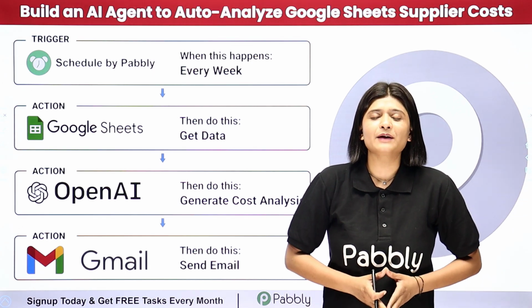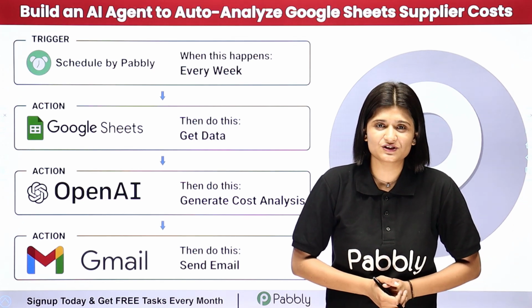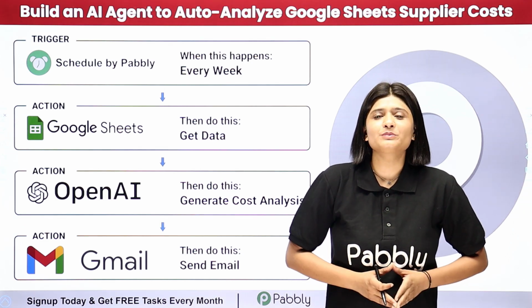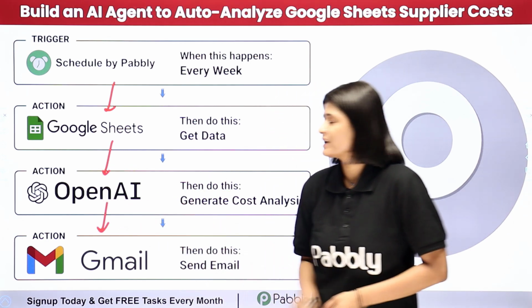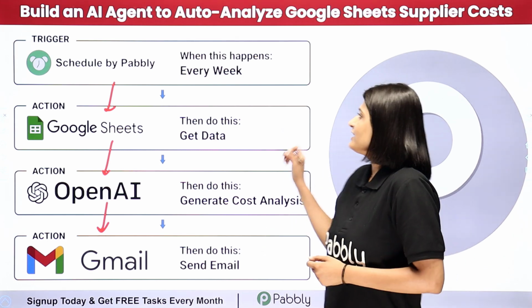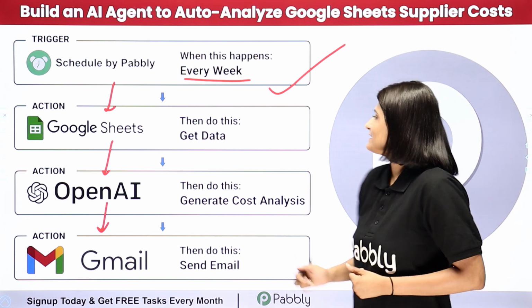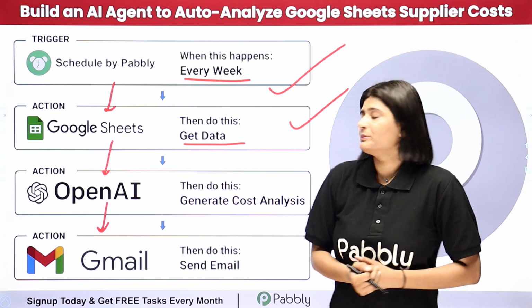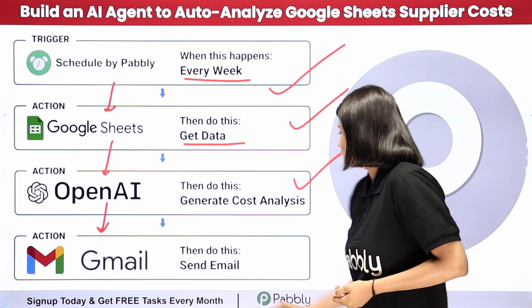And to do this automation, I'm going to use Pabbly Connect. Pabbly Connect is an amazing automation and integration software which requires no coding or programming skills. Here I just need to build a connection between Schedule by Pabbly, Google Sheets, OpenAI and Gmail. With the help of Pabbly Connect, I am going to build this connection in such a way that whenever I schedule this workflow on a weekly basis, the data will be automatically received from my Google Sheets in my Pabbly Connect workflow, and the cost analysis will be automatically generated with the help of OpenAI, and then I am going to send this report with the help of Gmail.